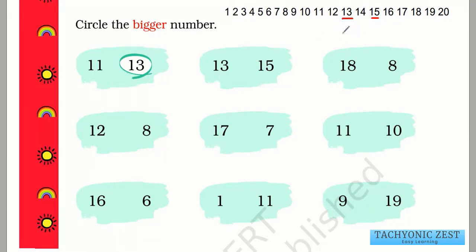So since 15 comes after 13, 15 is the bigger number, so circle the bigger number: 15. Okay, now out of 18 and 8, let us see the bigger number.